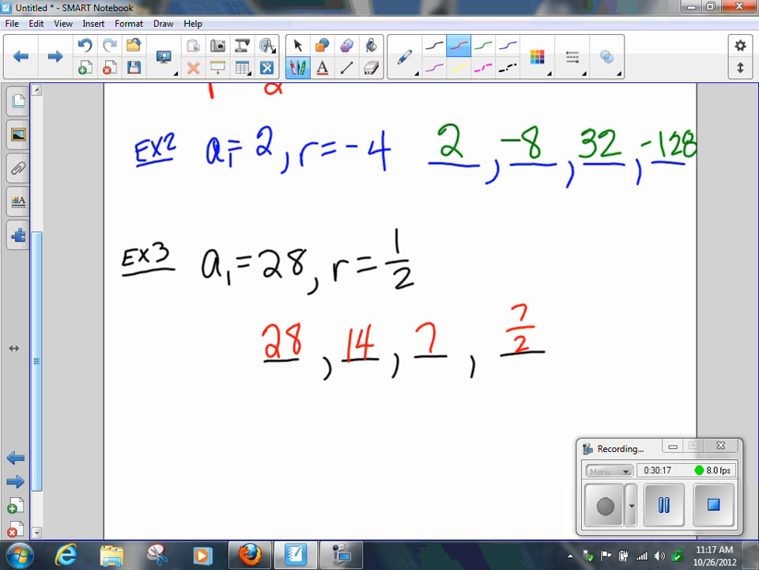I'm not going to count it wrong if you put 3.5. Just be aware that you could see it on an SOL test or on my test as 7/2. If you put 3.5, 3.5 is fine. Y'all just know fractions. No questions? All right.